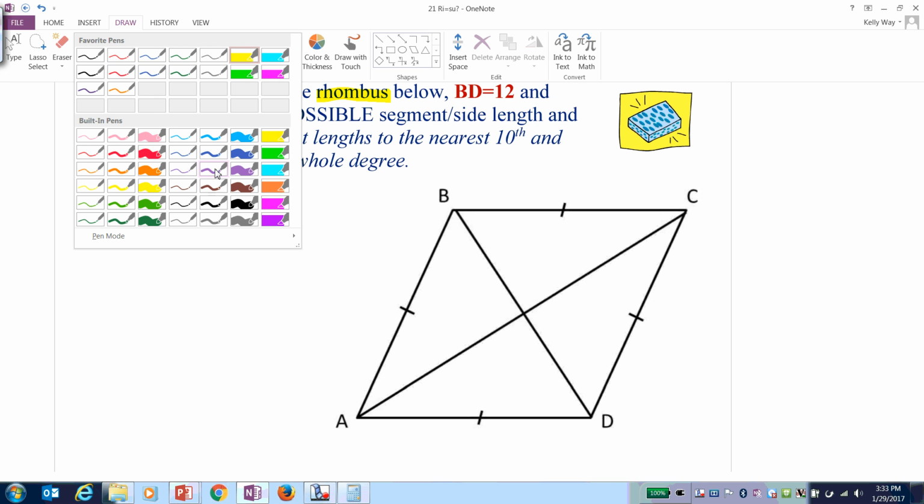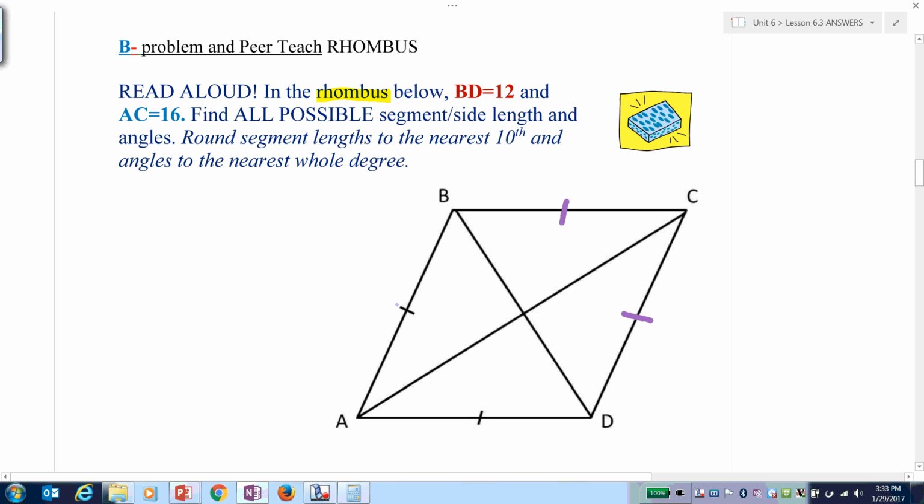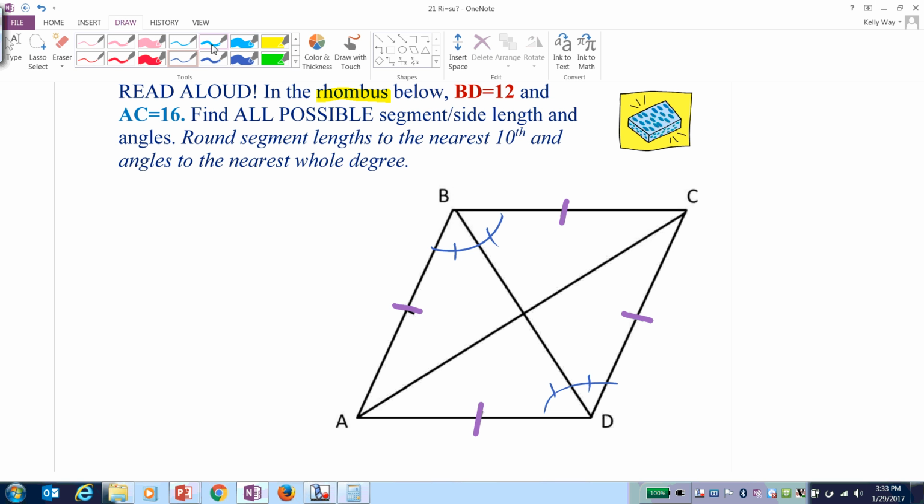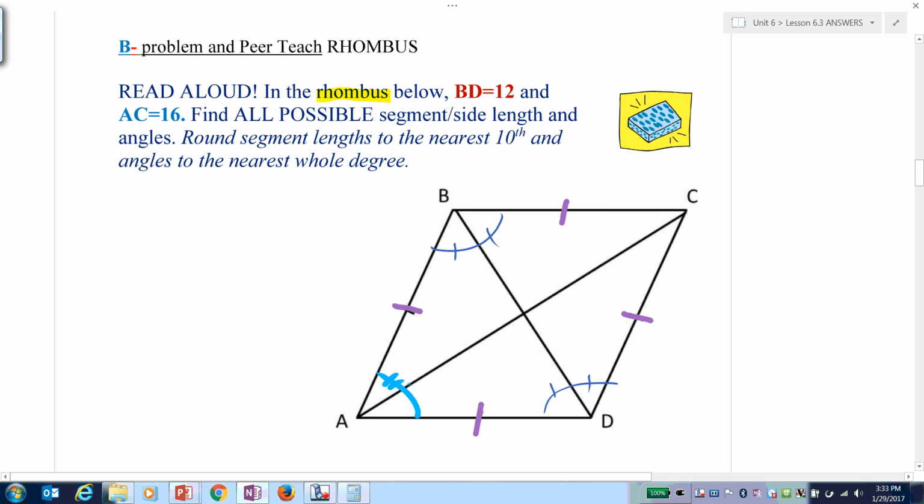We know all four sides are equal. That's the definition of a rhombus. We also know that these corner angles get bisected. We also know that there's an angle in the middle. These are the things we know about a rhombus, and of course that the opposite sides are parallel. Now let's put our information on here.